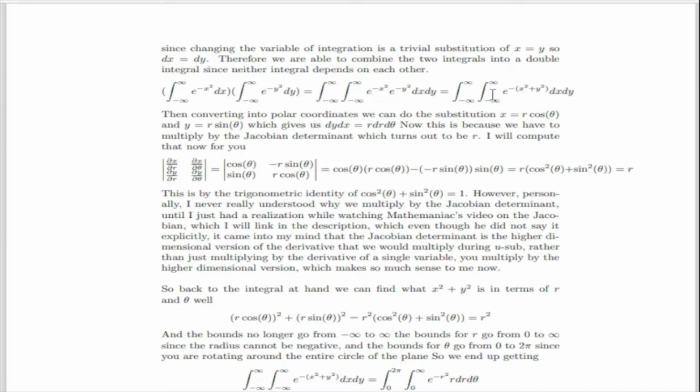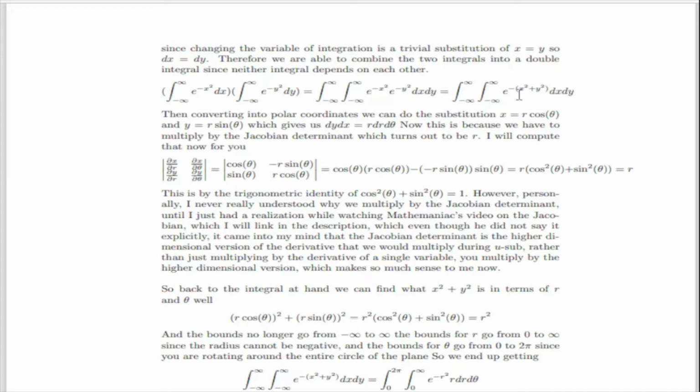So that ends up being this thing right here, the double integral from negative infinity to infinity for each of e to the negative, in parentheses, x squared plus y squared, all dx dy. Then converting this into polar coordinates, we can do the substitution x equals r cosine theta and y equals r sine theta, which gives us dy dx equals r dr d theta.